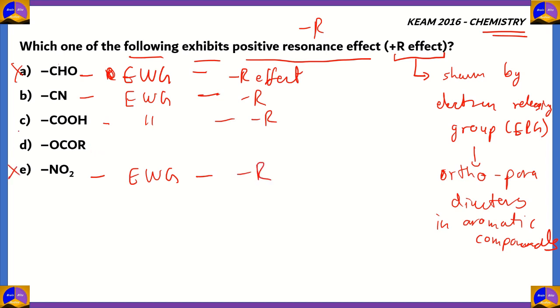Now, OCOR, which stands for acetic anhydride, is an electron releasing group because R, that is the part that has the hydrocarbon chain, donates electrons, and then these electrons are transferred to the organic compound, so that means that it exhibits a positive resonance. So therefore, OCOR, acetic anhydride, is an electron releasing group, so therefore it shows the +R effect. So that means option D, OCOR, is the correct answer.